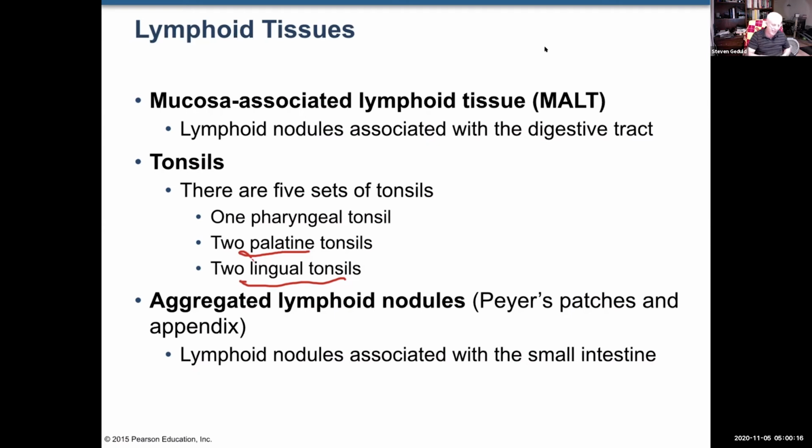Okay? You got the aggregated lymphoid nodules, your Peyer's patches, and your appendix. They're associated with the small intestine, where again, more food comes in, your Peyer's patches. Okay, and the appendix is where food has gone through into the large intestine.